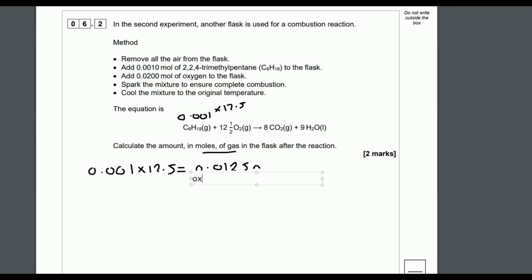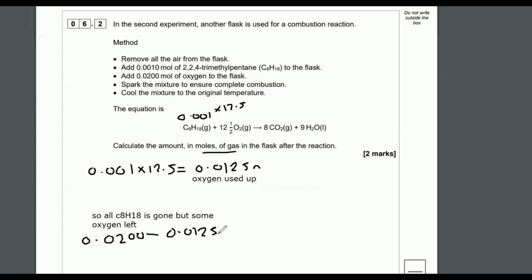How much oxygen did we have in total to start with? It tells us in the question we have 0.02 moles of oxygen in the flask. So we know all the C8H18 has gone, but not all the oxygen is gone. So we're going to do 0.0200 moles of oxygen minus the 0.0125 moles of oxygen, and that's going to tell us how much oxygen gas is left over at the end, and that's part of our mixture of gases that are left at the end. So we got 7.5 times 10 to the minus 3 moles of oxygen left at the end.